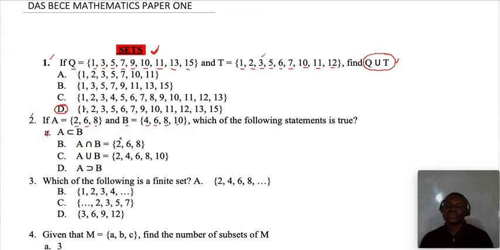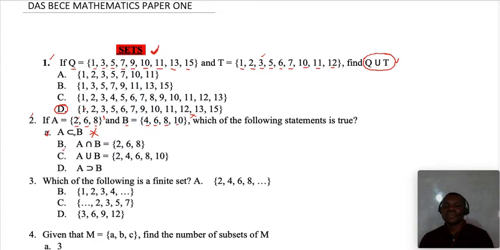So let's look at them. Can we say that A is a subset of B? 2 is here, but there's no 2 in B, so it's not true. Subset means all members of A should be in B. If all members of A are in B, then A is a subset of B. Now that all members of A are not in B, we can't say it's a subset.